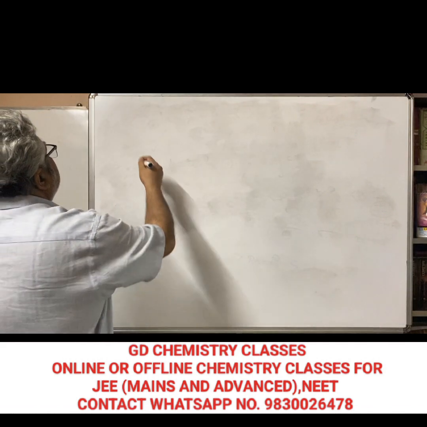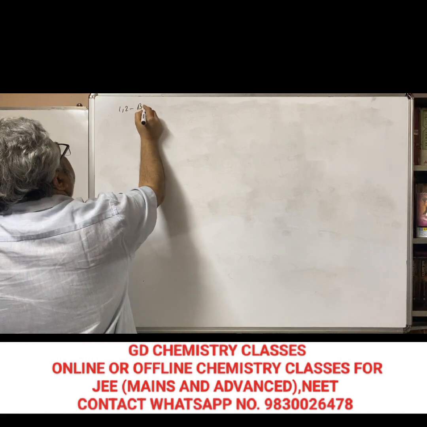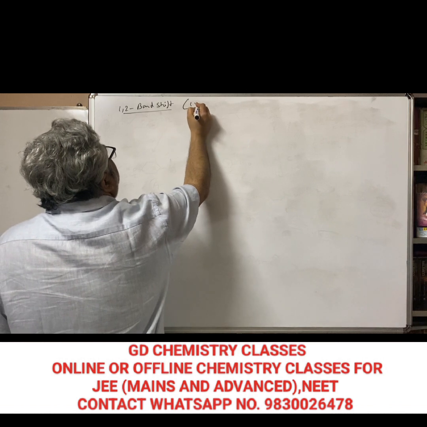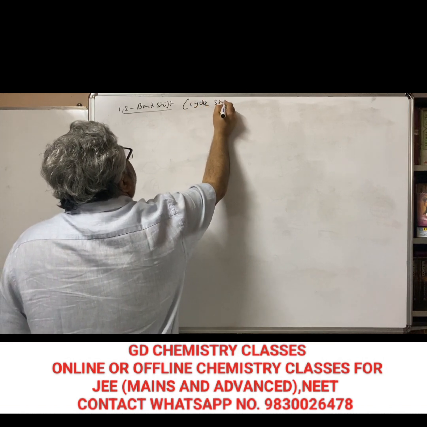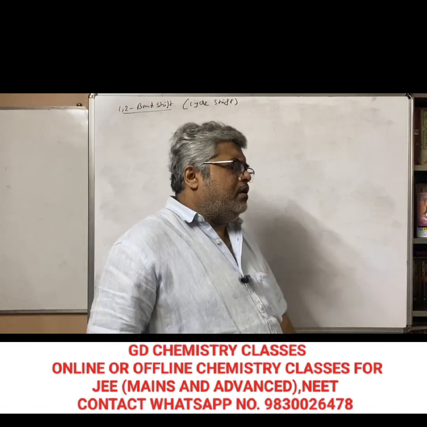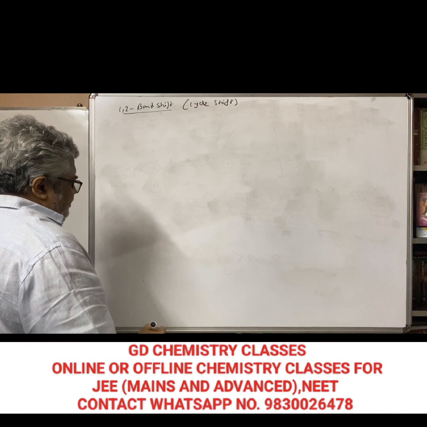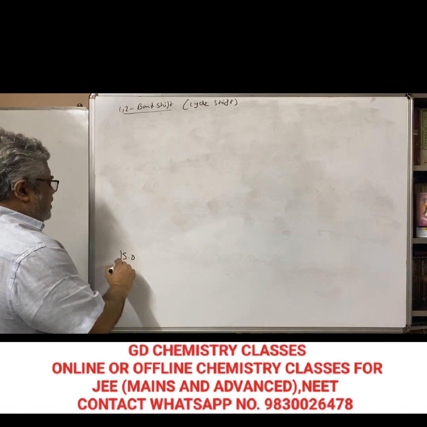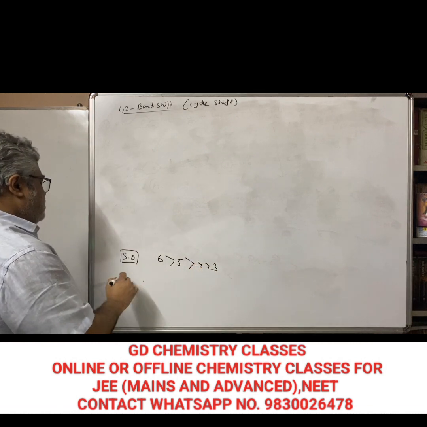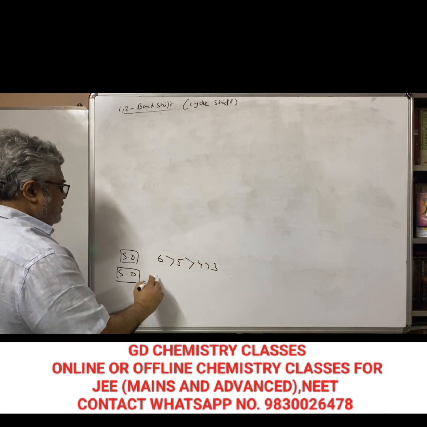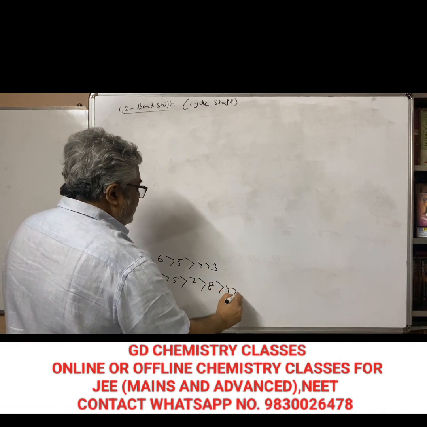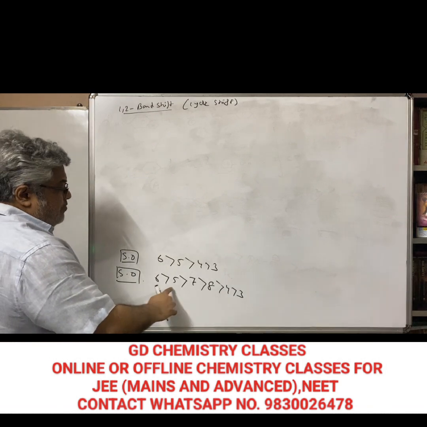Very important. This is the 1-2 bond shift, or cyclic shift. Now, for these few things, you have to already know the stability of the cycloalkanes. We know that 6, 5, 4, 3. If I consider this for cycloalkanes for JEE Advanced level, we can say 6, 5, 7, 8, then 4, 3. 6 member, 5 member, 7 member, 8 member, 4.